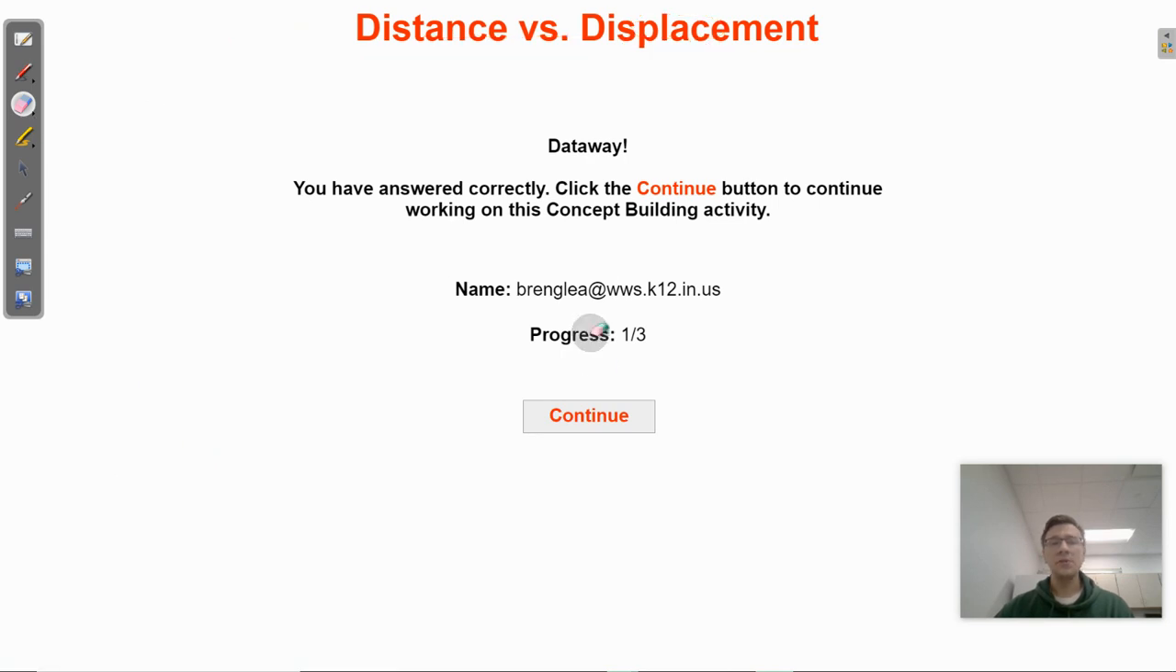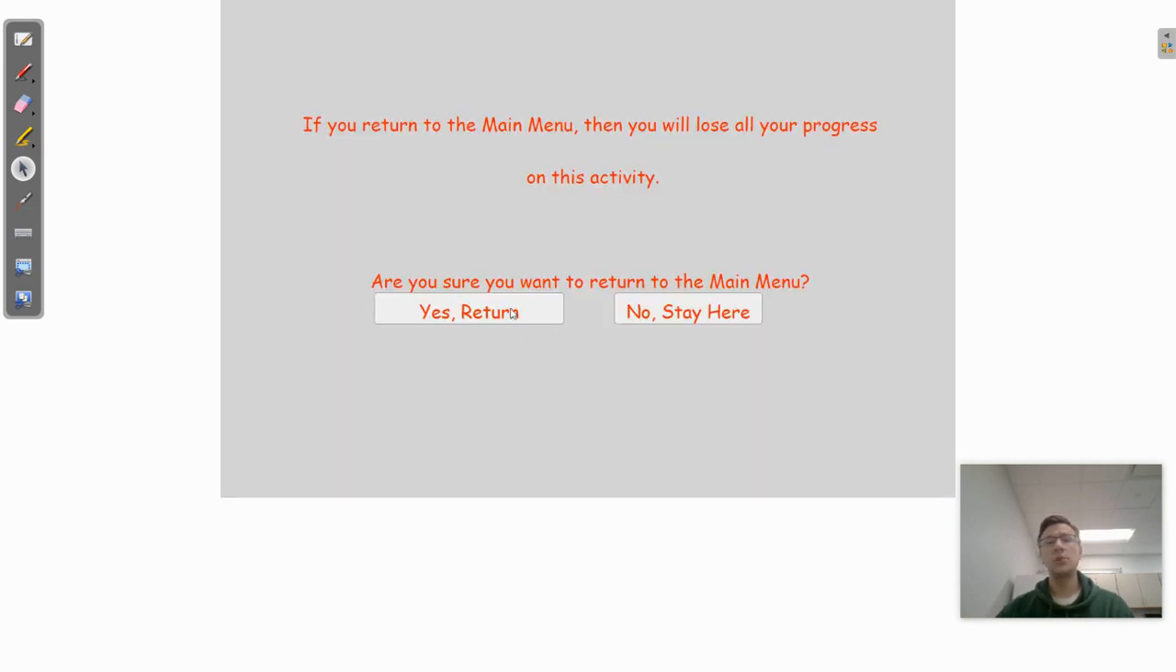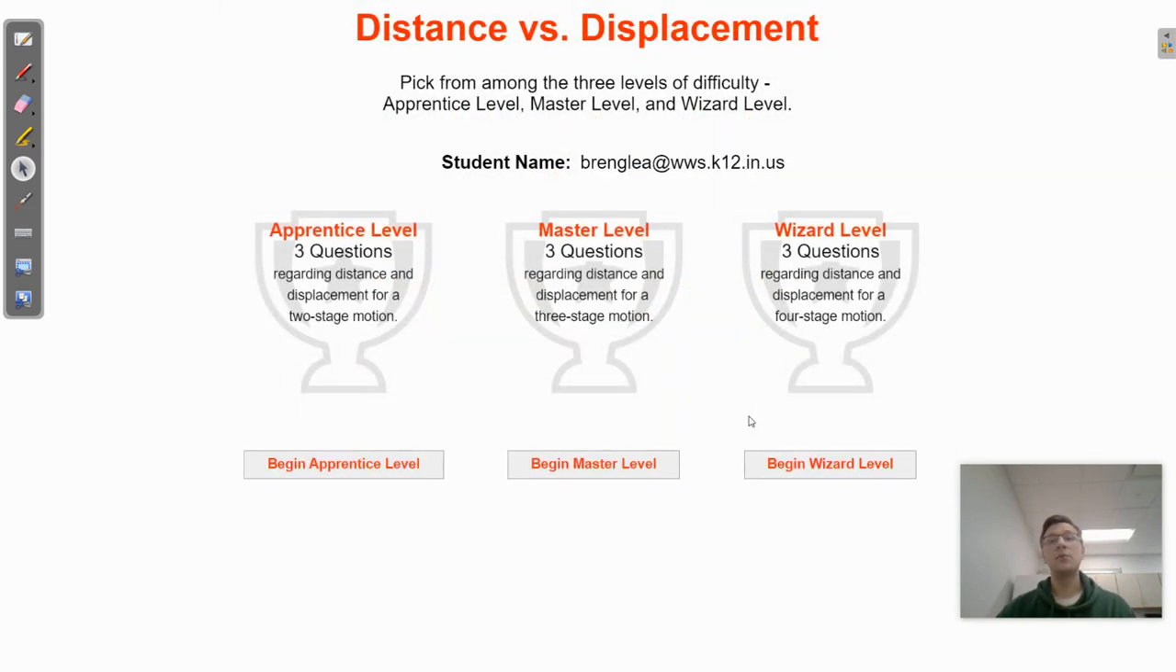So there's one example from each of the trophies on the distance versus displacement concept builder. You will complete all 3 trophies. Let me know if you have any questions.